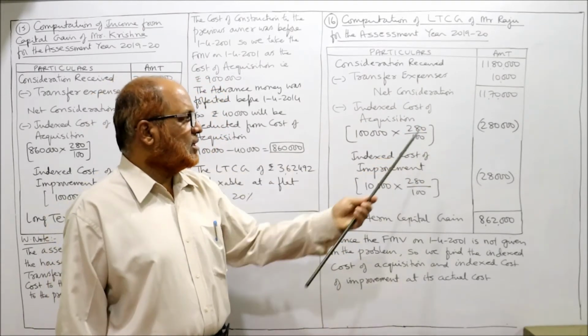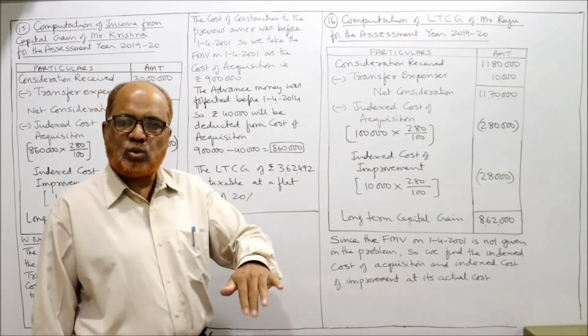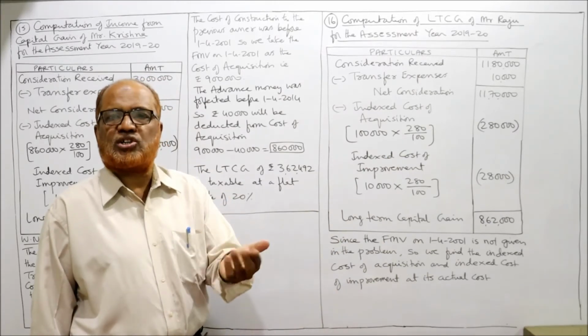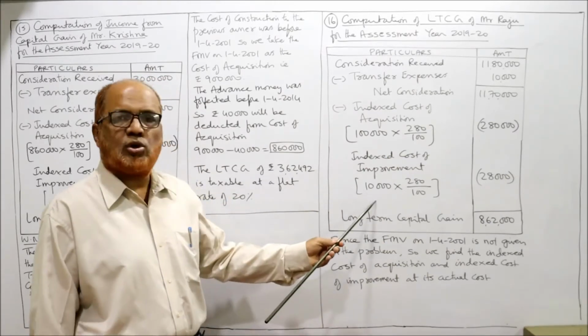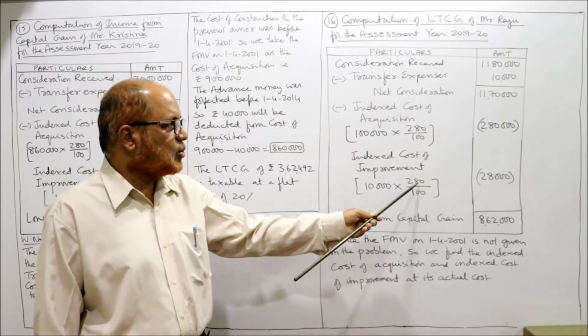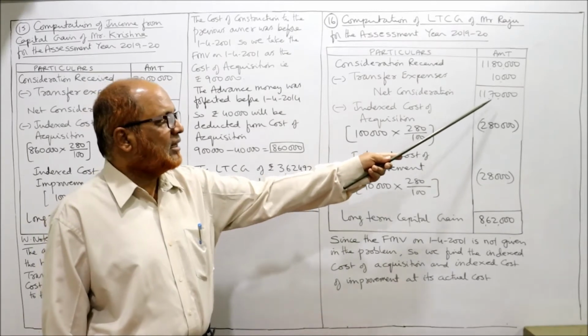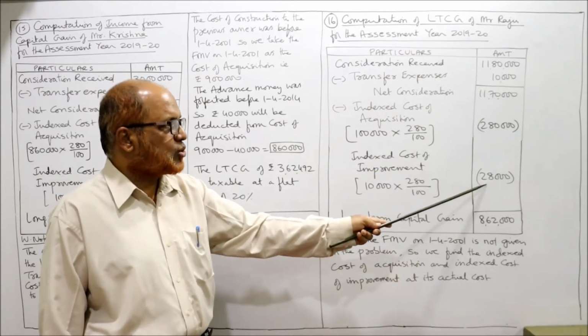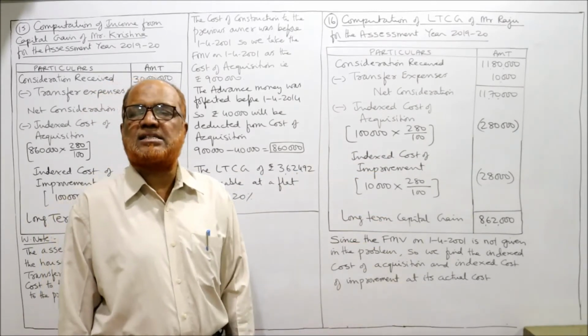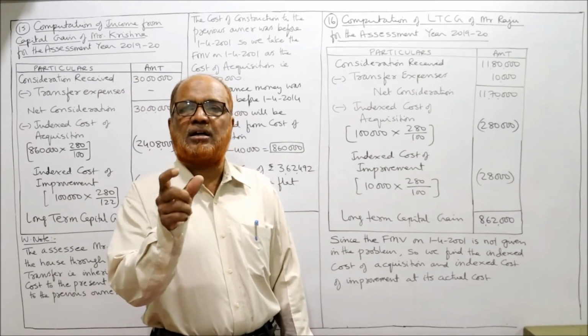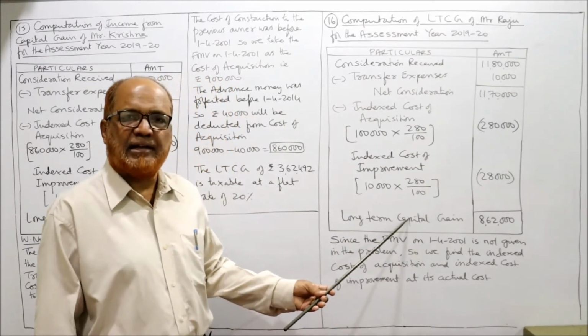So 2,80,000. Indexed cost of improvement. Raju has spent some amount on constructing a room. So 10,000 rupees he has spent. So 10,000 into 280 by 100, 28,000. Now subtract: 11,70,000 minus 2,80,000 minus 28,000. 8,62,000 is the long-term capital gain, LTCG.